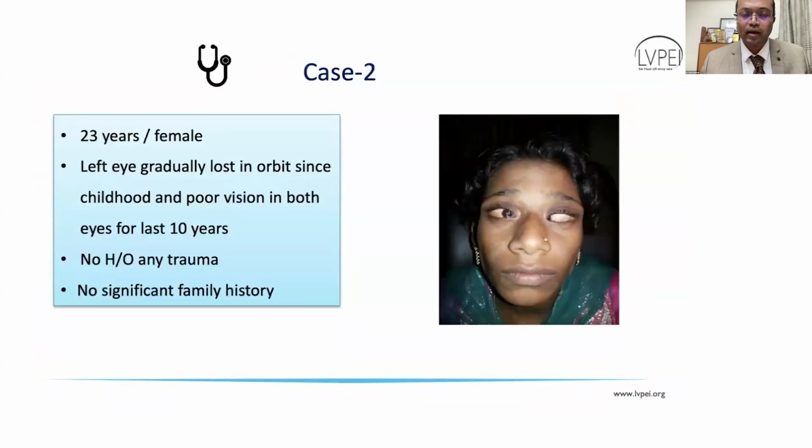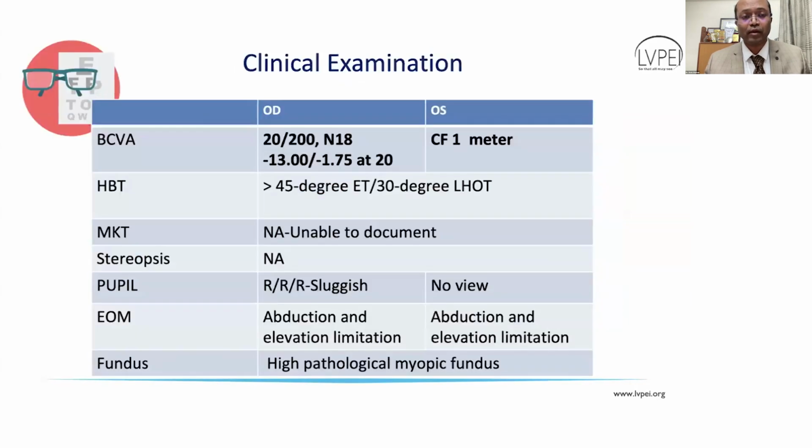This is another case which depicts that MSF can present in a very extreme form, where the eyeball is lost in the orbit. That was since the last 10 years. However, there was no history of trauma or any significant family history. She had very poor vision in both eyes. In the left eye, it was counting fingers.